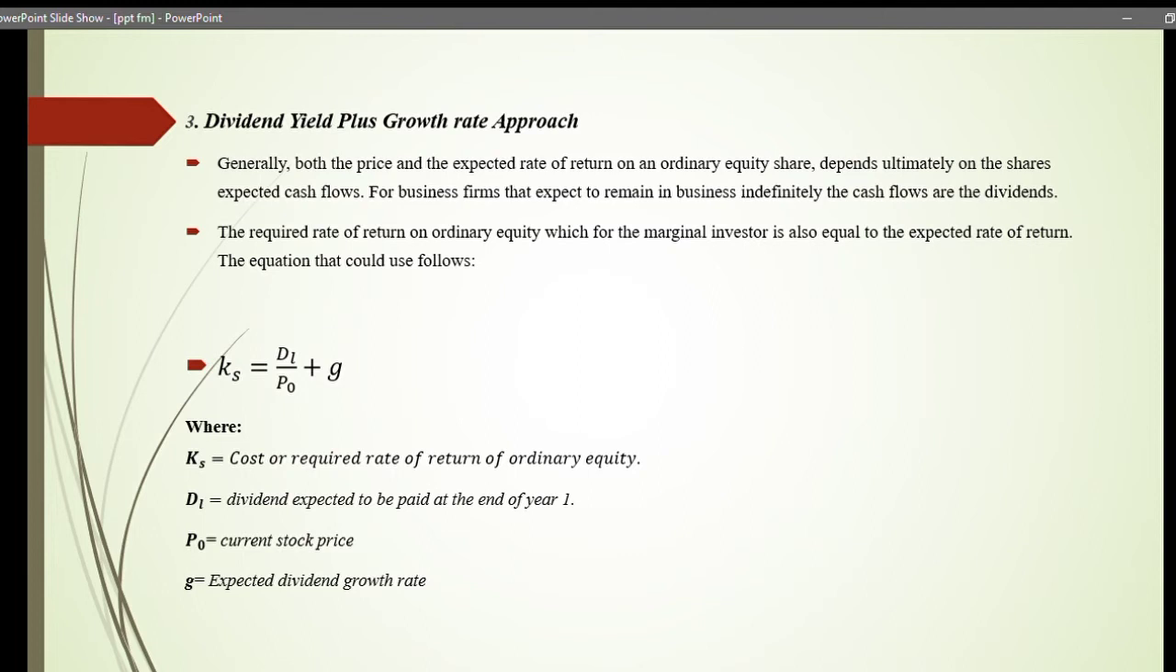Let's proceed to the third approach, the dividend yield plus growth rate approach. Generally, both the price and the expected rate of return on an ordinary equity share depend ultimately on the share's expected cash flows. For business firms that expect to remain in business indefinitely, the cash flows are the dividends. The required rate of return on ordinary equity, which for the marginal investor is also equal to the expected rate of return, can be written as follows: Ks, the required rate of return on ordinary equity, is equal to the expected dividend over the current stock price, plus the expected dividend growth rate.